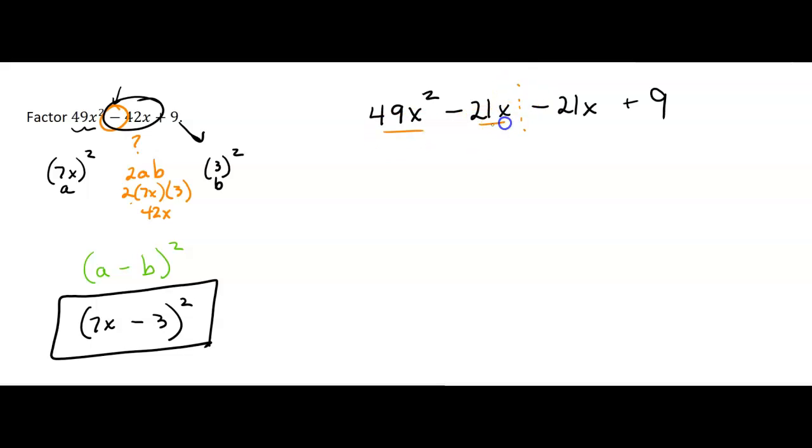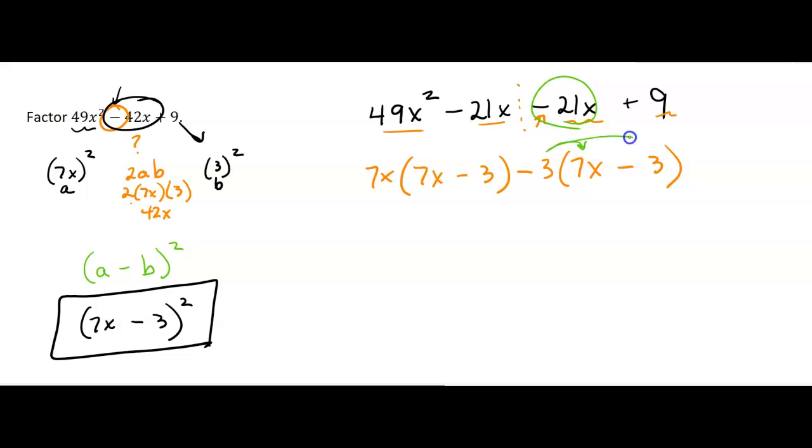Now, what do they have in common? 7x. But now notice this is a subtraction sign. That means you're going to have to take out a negative common factor. Now, what do 21x and 9 have in common? 3. Notice that the plus 9 changed to a minus 3. Now, why is that? Well, negative 3 times 7x, that's the negative 21x. And negative 3 times negative 3, that's the positive 9.